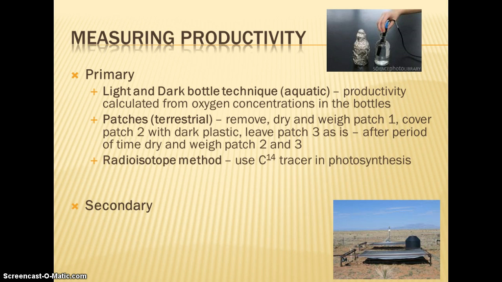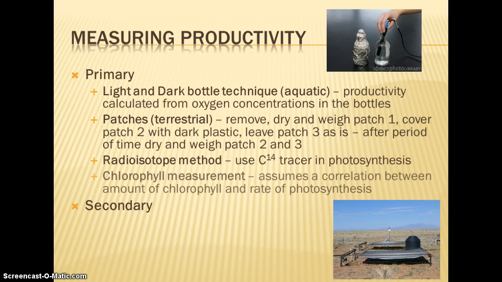Another way that you can do this is a radioisotope method using carbon-14 and its isotopes. Or if you assume the correlation between chlorophyll and the rate of photosynthesis, you can measure chlorophyll. The two that we're going to look at in class are the light and dark bottle technique and the patches. So we'll go into more detail about how these methods work.